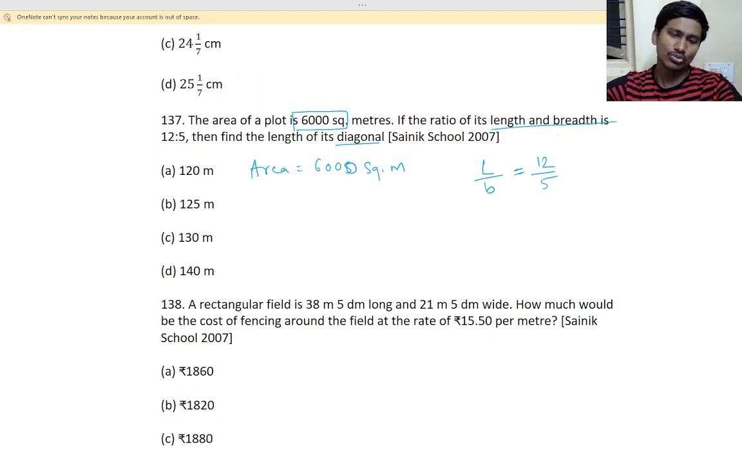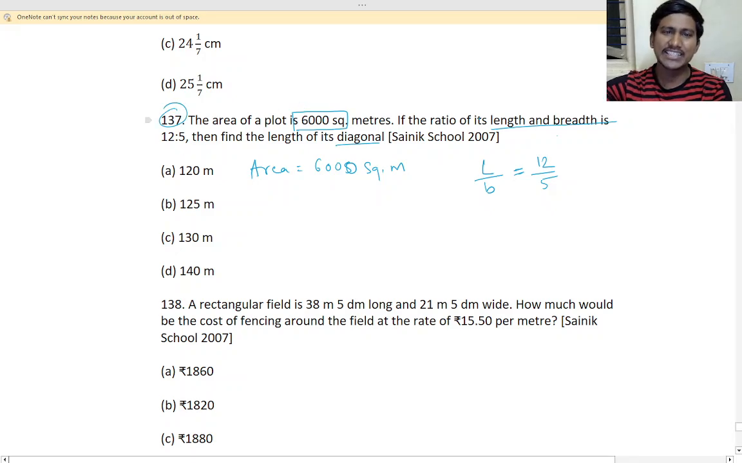Yes, so there is a formula for the diagonal. This is the 137 question, right? The area is given as 6000 and the ratio of length and breadth is given. How much is it? 12 is to 5. So we have to find the diagonal.